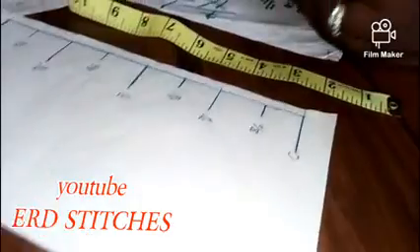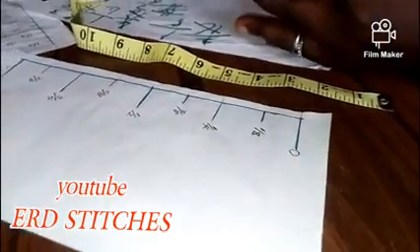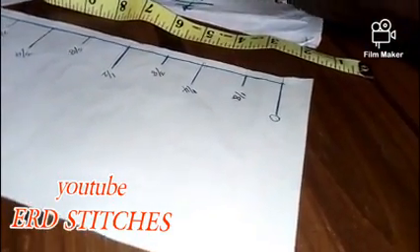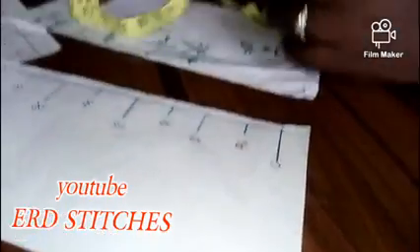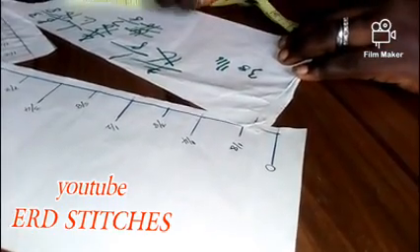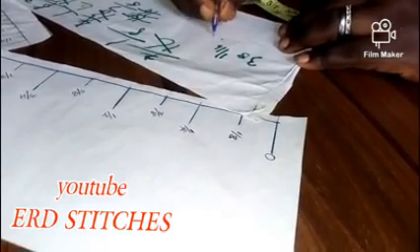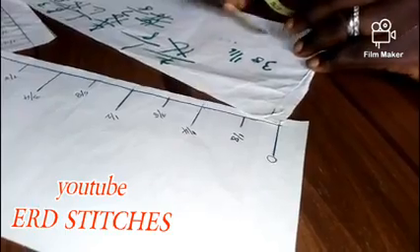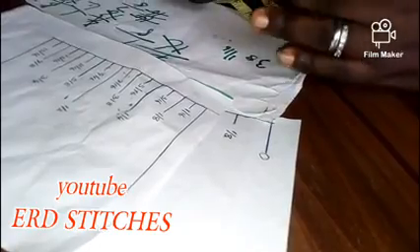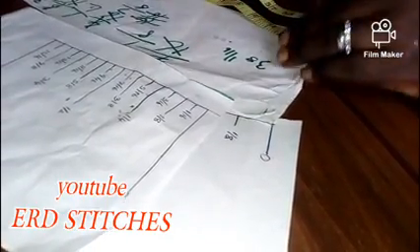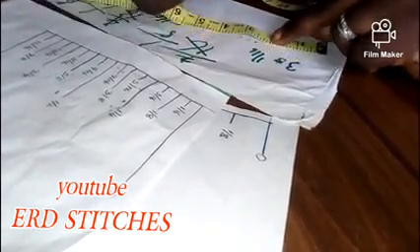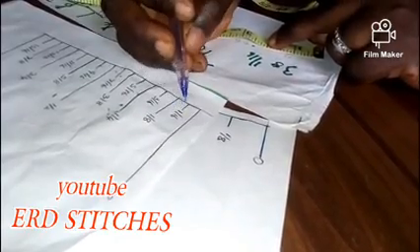Now, sometimes our measurement comes in decimal points, especially when we want to cut our circle skirts, our peplums. So when it comes in decimal, how do we read it? For example, if you have 0.06, let's say you have 2.06. That means 2 inches, 0.06. 0.06 means this 1/16 here.